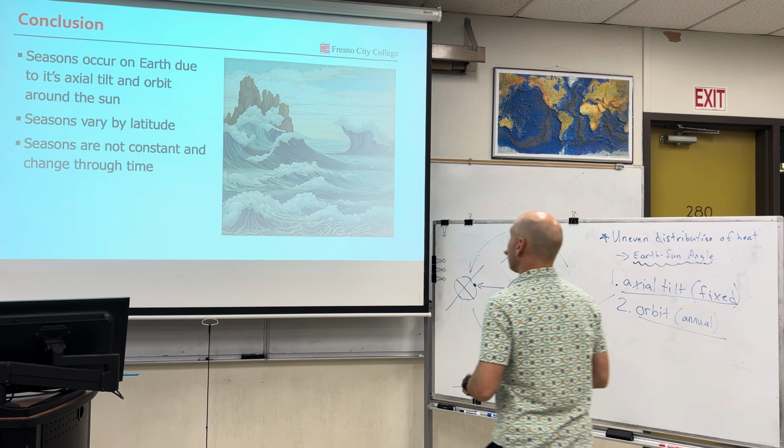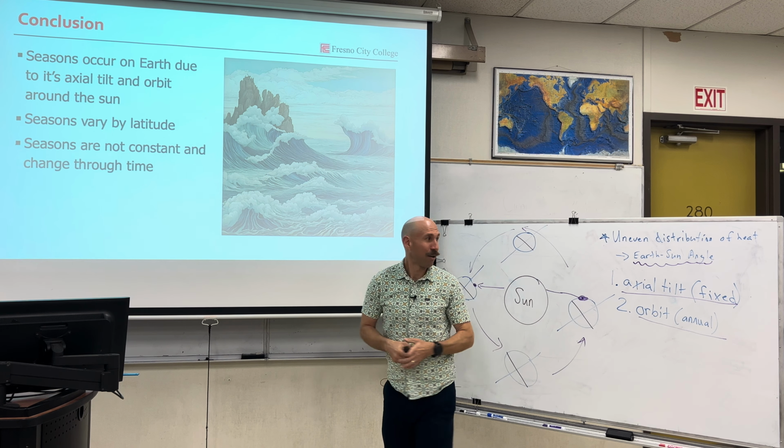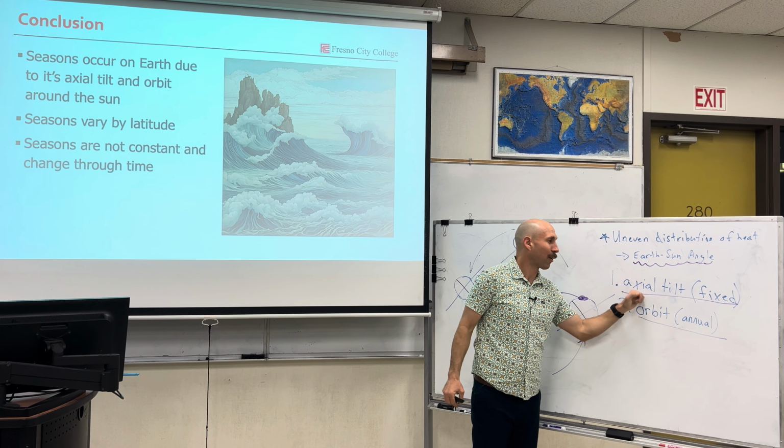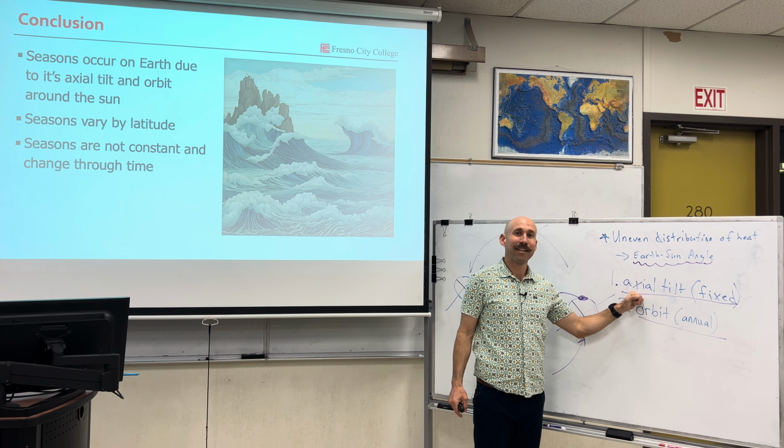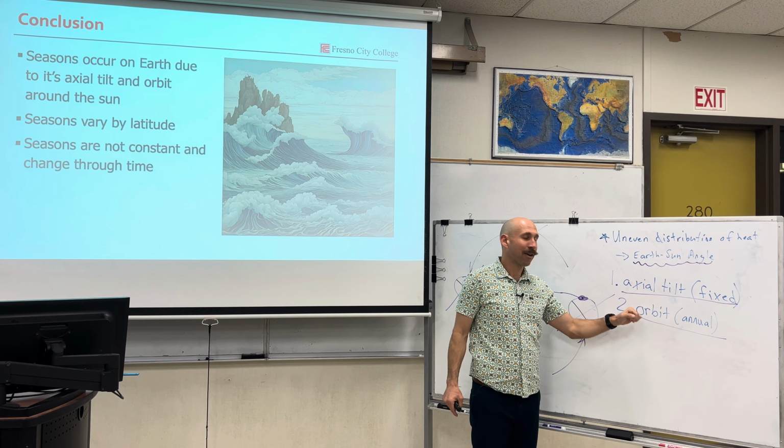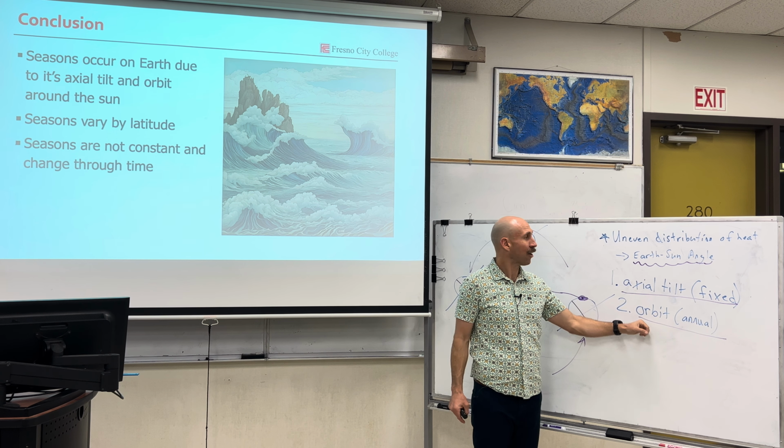Now, in conclusion, seasons occur because Earth has a fixed axis tilted towards the North Star, and Earth orbits the sun every single year, which ends up affecting the Earth-Sun angle.